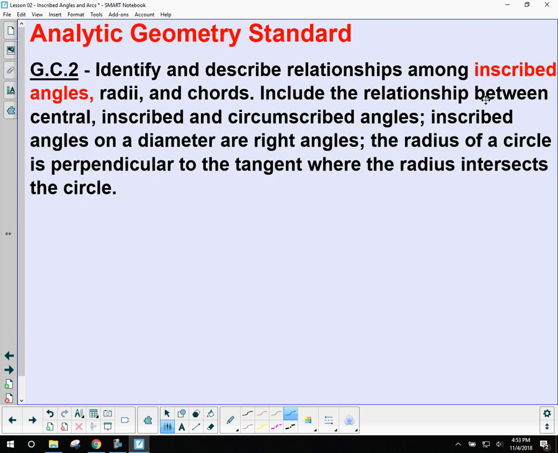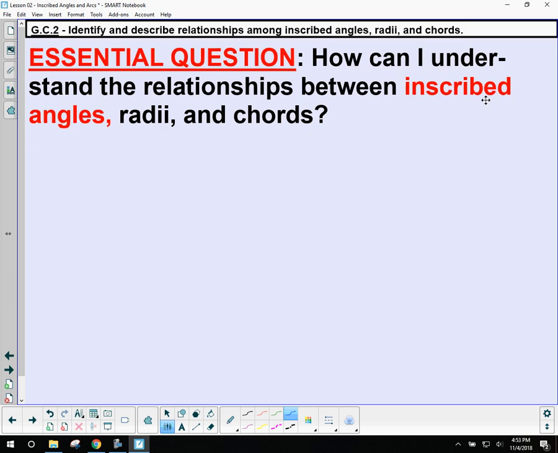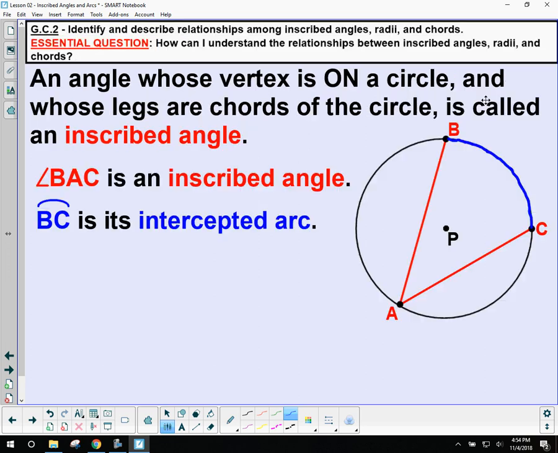So, we're going to identify and describe relationships among inscribed angles. Central question: How can I understand the relationship between inscribed angles, radii, and chords? An angle whose vertex is on a circle and whose legs are chords of the circle is called an inscribed angle.